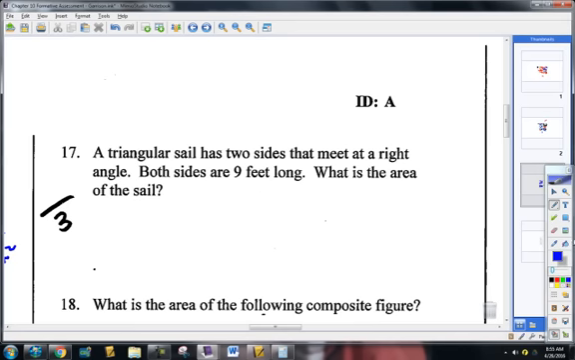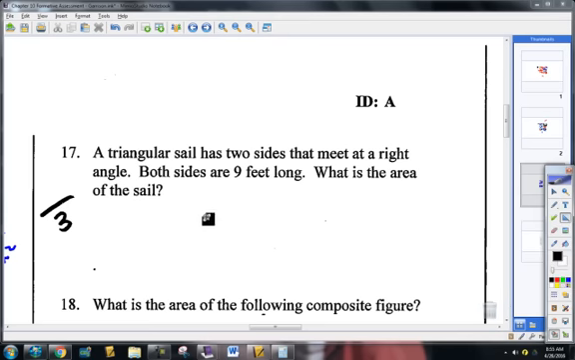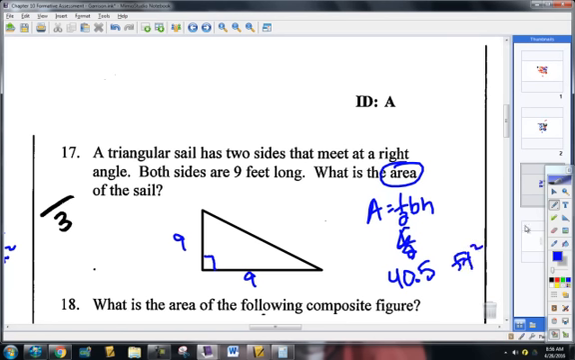Now it says the 2 sides of the sail meet at a right angle. So what kind of triangle do you know this is? It's a right triangle. That's the only way it can meet at a right angle. So you know it's 9 by 9. Again, this is worth 3 points because you see the word area. Area equals 1/2 base times height. 1/2 times 9 times 9 is going to give you 40.5 feet squared. So your 3 points: formula, answer, feet squared.